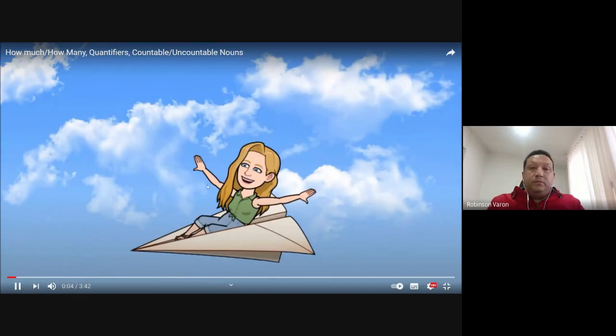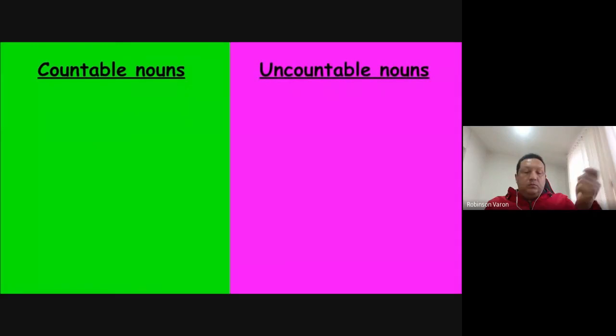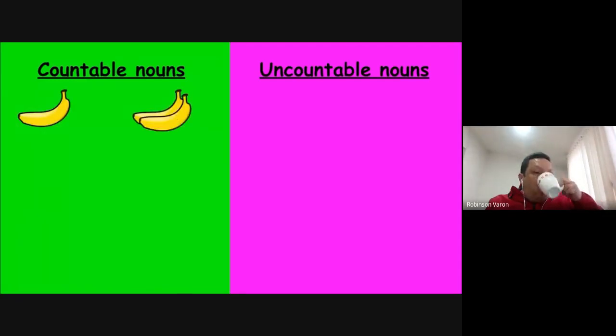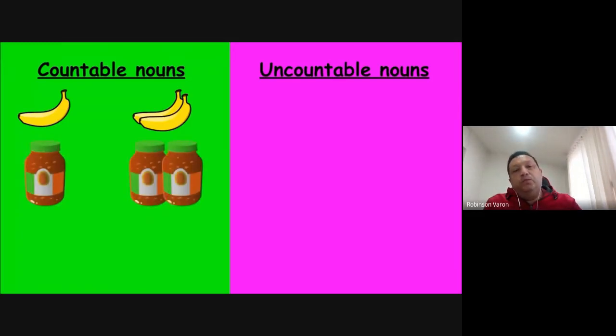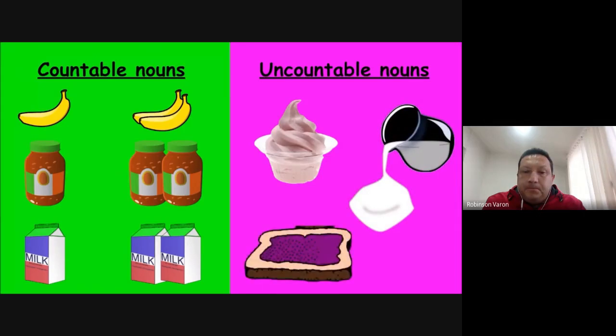Today, we're going to talk about two things, question words and quantity words. But to start, we need to review countable and uncountable nouns. A countable noun is something that you can count, like this: 1 banana, 2 bananas, 1 jar, 2 jars, 1 carton, 2 cartons. Uncountable nouns are things that we can't count, like frozen yogurt, milk, bread, or jam.